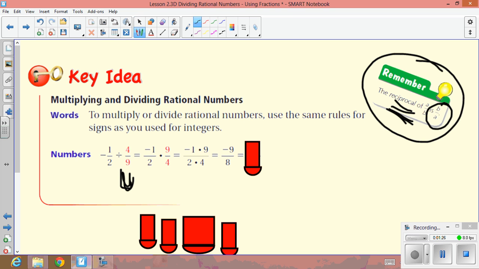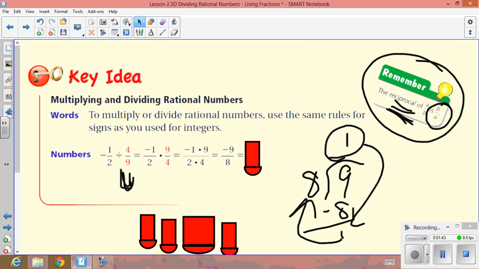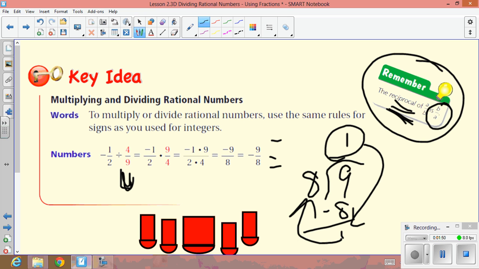Reduce that. Those of you still having trouble, remember 9 is being divided by 8. 8 goes into 9 one time. There's 1 left over, so the final solution is -1 and 1/8. Do not leave your answers improper.